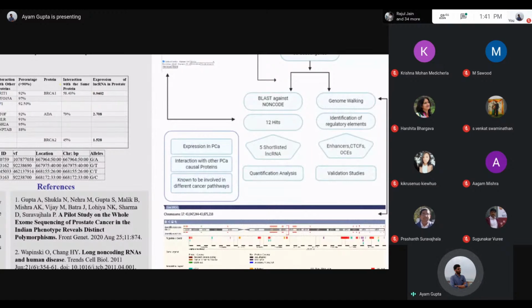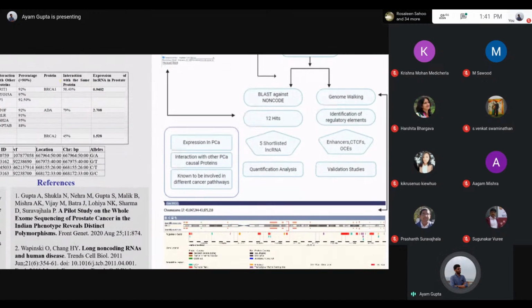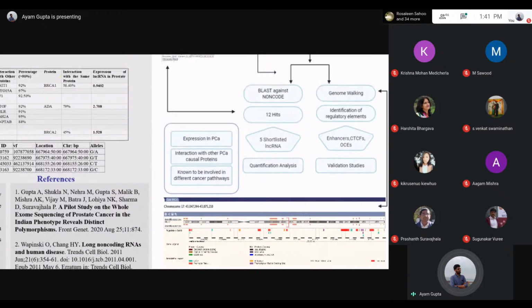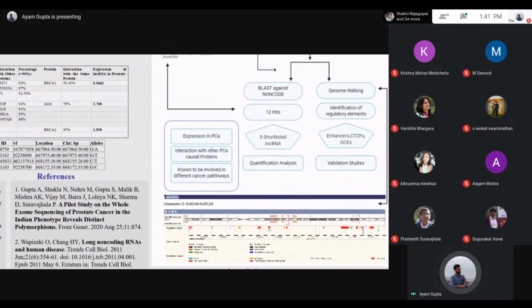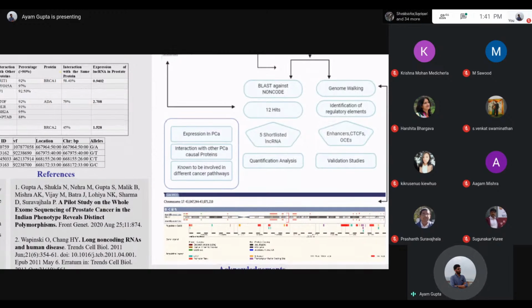Simultaneously, we were also interested in identifying any regulatory elements associated with this. So we used a genome walking approach using the Ensembl database, where we were trying to move upstream of these genes, and we were looking for enhancers, CTCF motifs, or open chromatin elements.